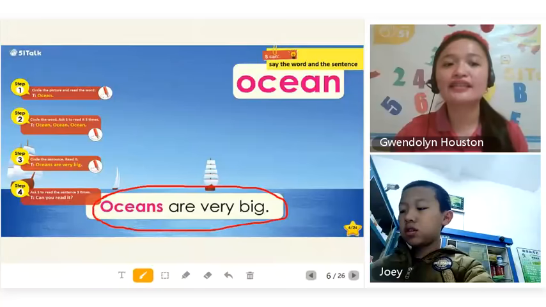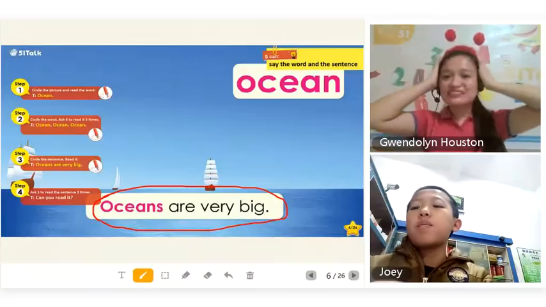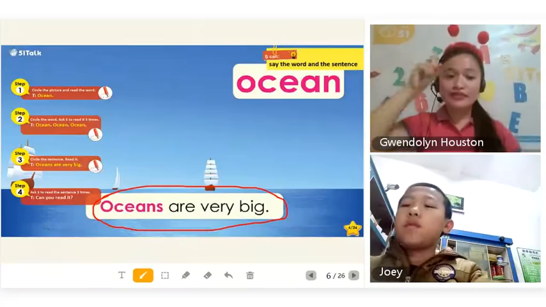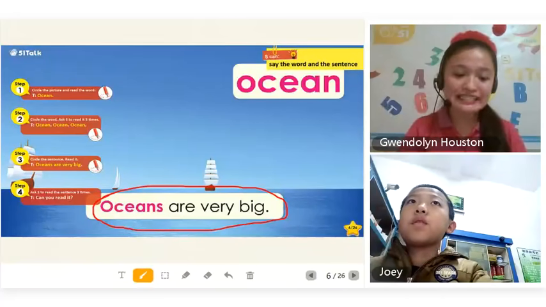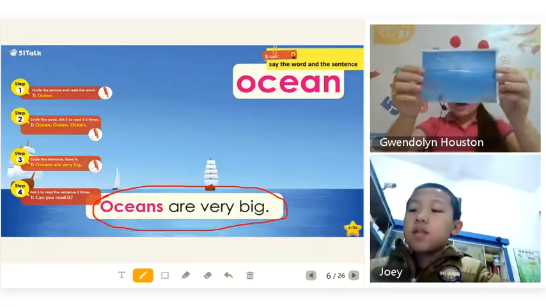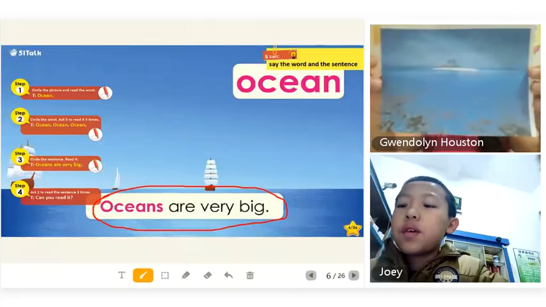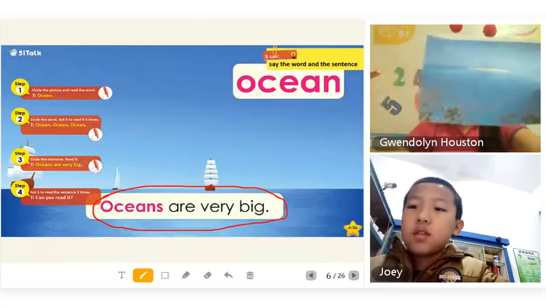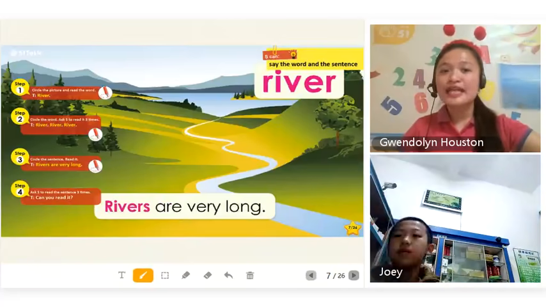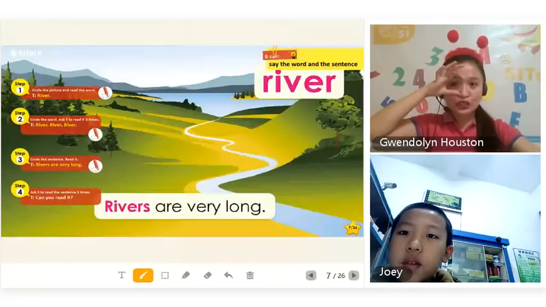Okay, Joey, read the sentence. Yes, oceans are very big. When we say ocean, Joey, it is the bodies of water. And look, Joey, what is this? Okay, this is an example. Yes, this is an ocean. And this is an example of an ocean. Very good, Joey. Now let's look up here. What can you see in the picture?